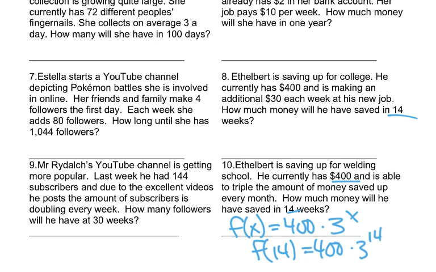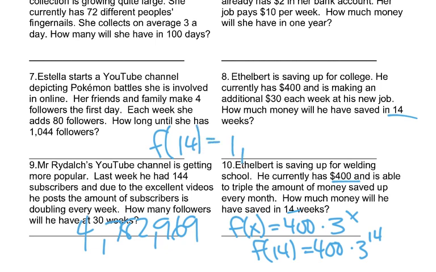So using a calculator, I go 3 to the 14th, and I get 4,782,969. Times that by 400, and we get f of 14 equals 1,913,187,600, which would probably be enough to pay for college, barely.